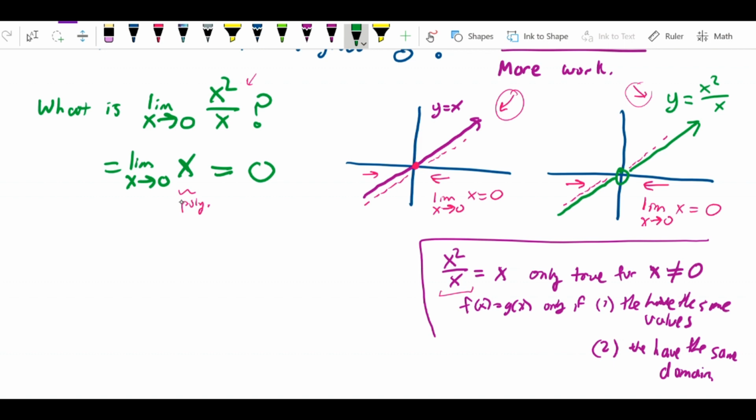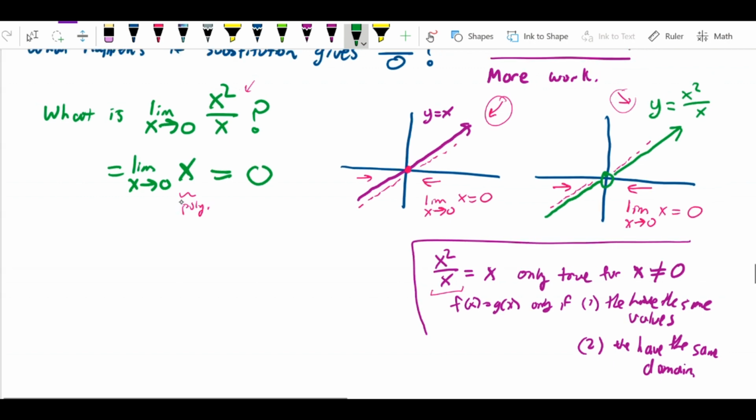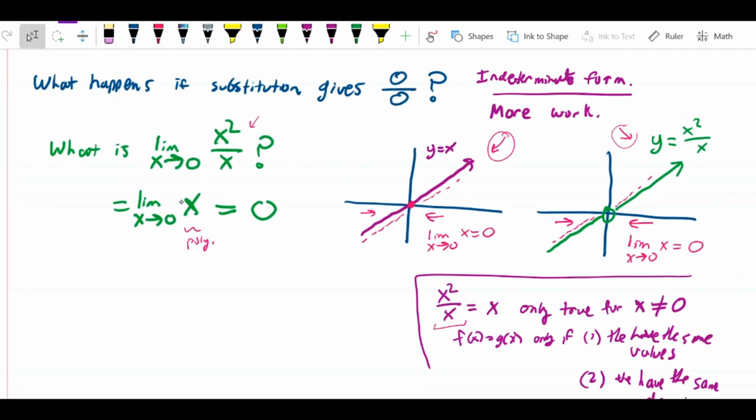So what's the big picture here? The big picture is that sometimes you may be able to divide out a factor and solve the problem that exists in the quotient rule. If you're getting division by 0, if substitution gives you a 0 over 0 form, you can divide and you may be able to then evaluate by substitution.